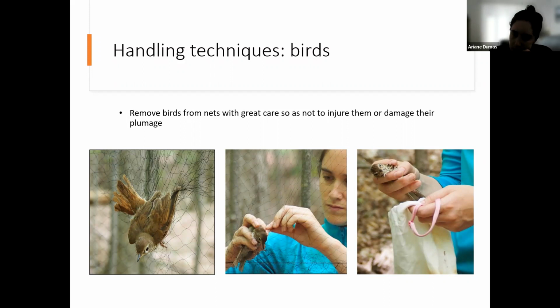Then, yeah, we need a specific technique to remove the birds from the net without harming them. It's very delicate, and you need a lot of practice and patience to do that. And once we have the bird out of the net, we put them in cotton bags to transport them and do the rest of the manipulations. Normally they are really quiet while they are in the bag because it's dark and they don't really understand what's going on, so they stay very calm.